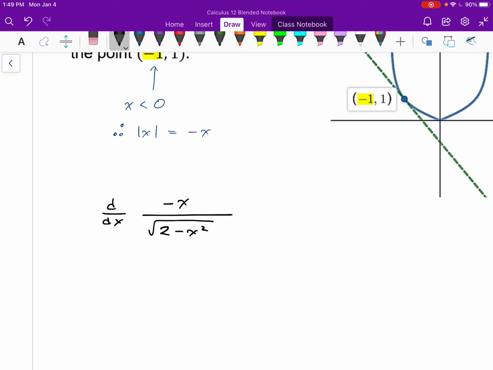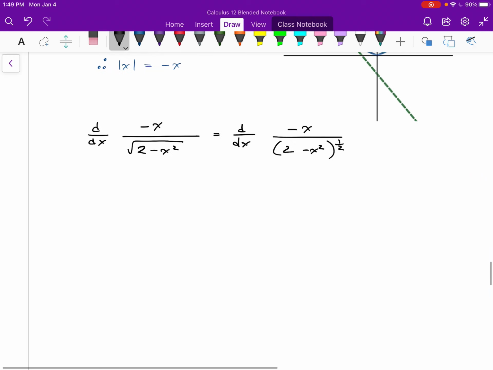I need to differentiate this. Well, to differentiate this, what I really want to do first is rewrite my denominator with a power. So what I'm going to differentiate is -x over 2 minus x squared to the 1/2. OK, that's what I'm going to differentiate. So how do I differentiate this? Well, I want to use the quotient rule in this case.